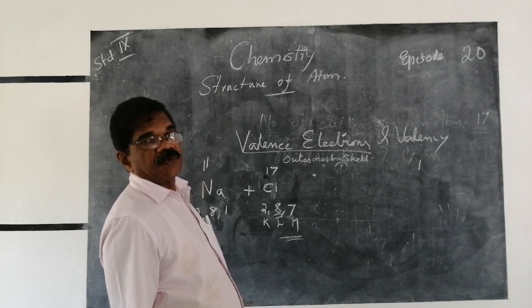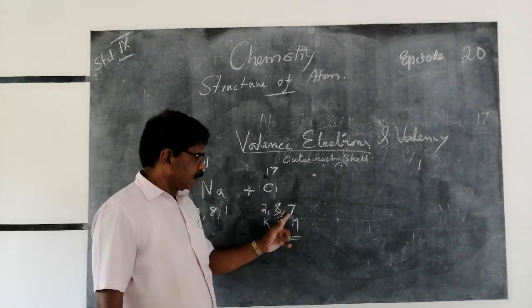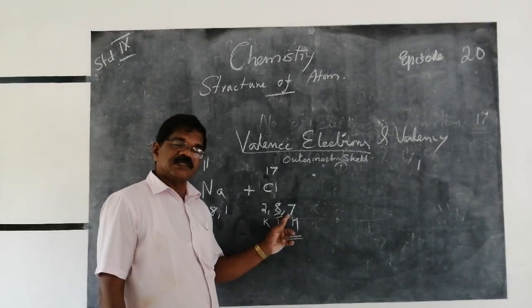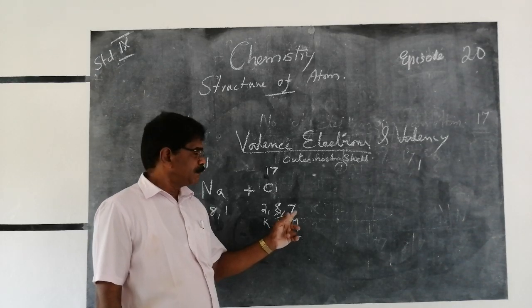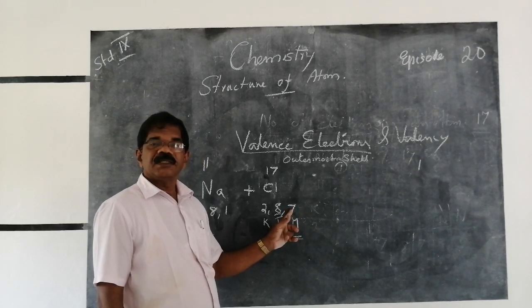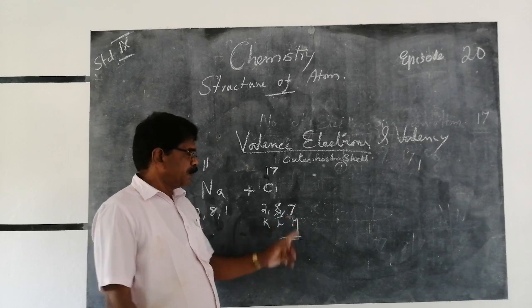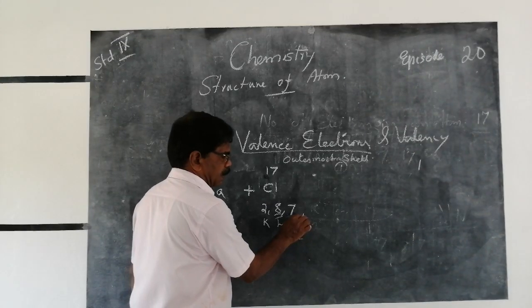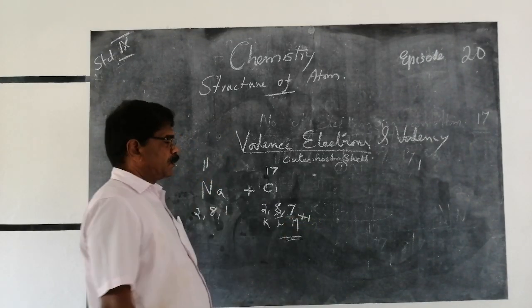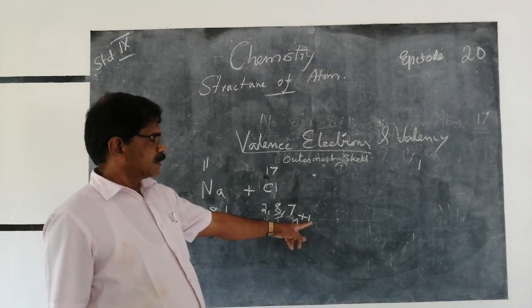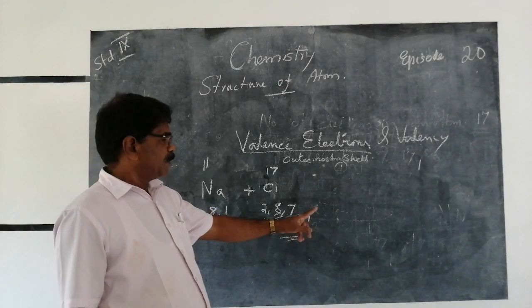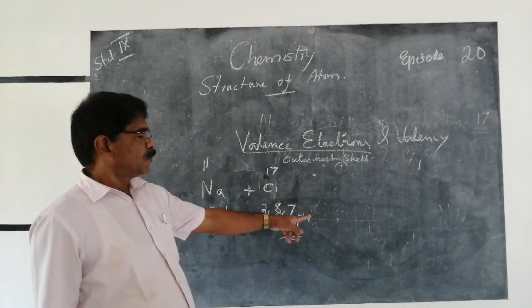So what does chlorine do? In the case of chlorine, losing 7 electrons is not easy, but gaining 1 electron is very easy. So it accepts 1 electron. So the valency of chlorine is 1.